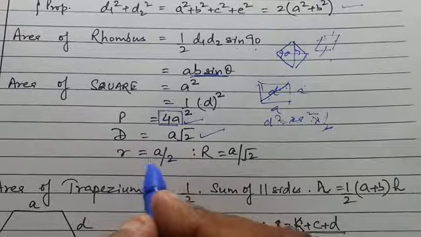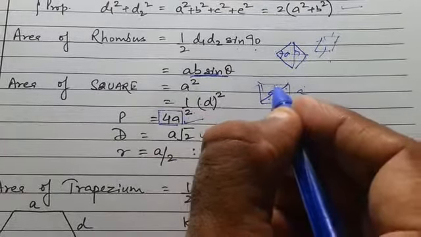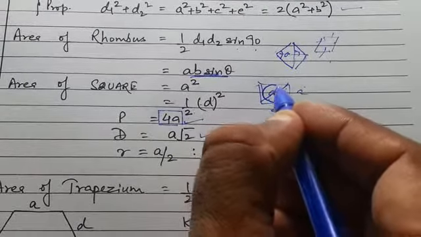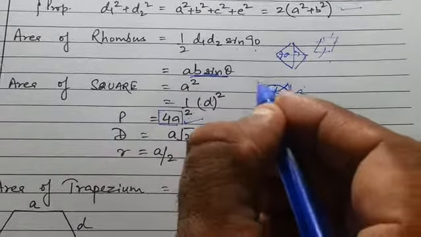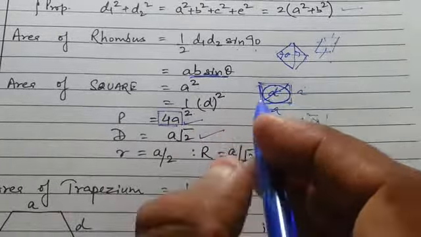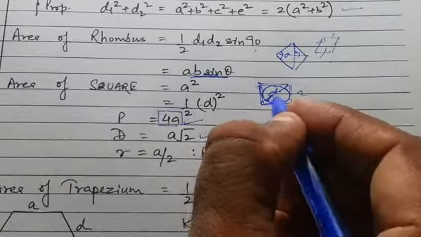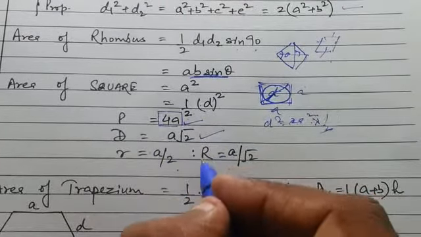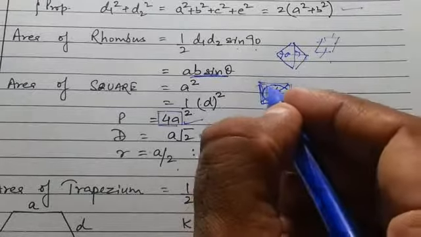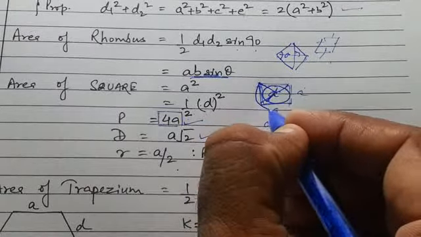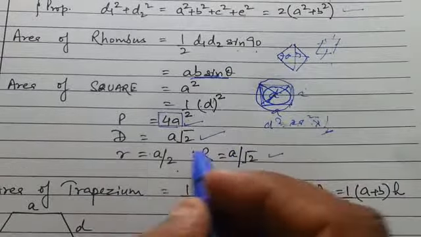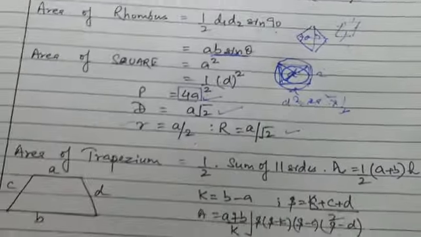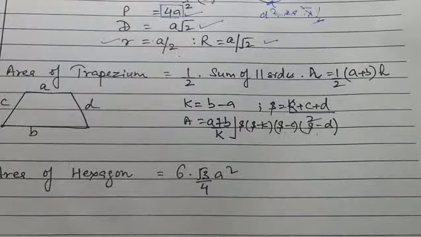What is the inradius? Inradius means if I draw a circle like this, which touches all the sides of this square, what is this r? This r comes to be a by 2. And again we have the circumradius. Circumradius means this radius which we are talking of, and this capital R comes to be a by root 2. So these need to be learned by you. Correct? Okay, anyway. Now coming to the trapezium.